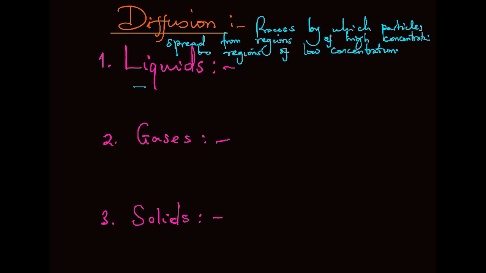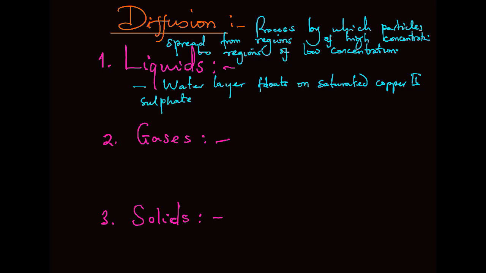It is observed that initially, the water layer floats on top of the saturated copper 2 sulfate, because it is less dense. After some time, the boundary disappears and the two form a homogeneous mixture.